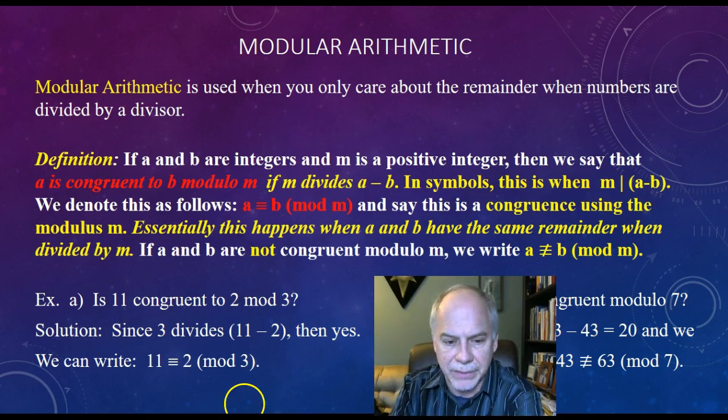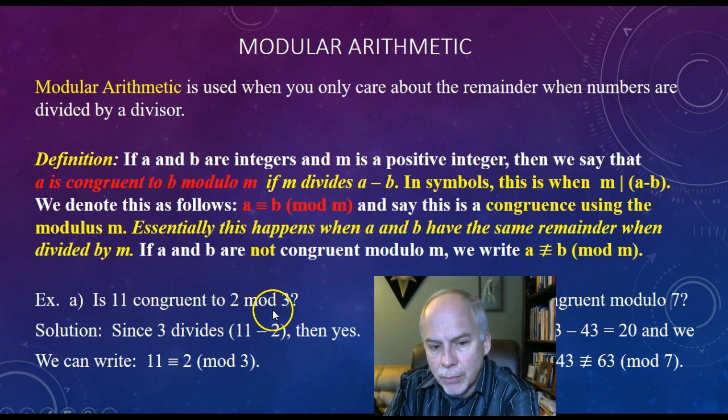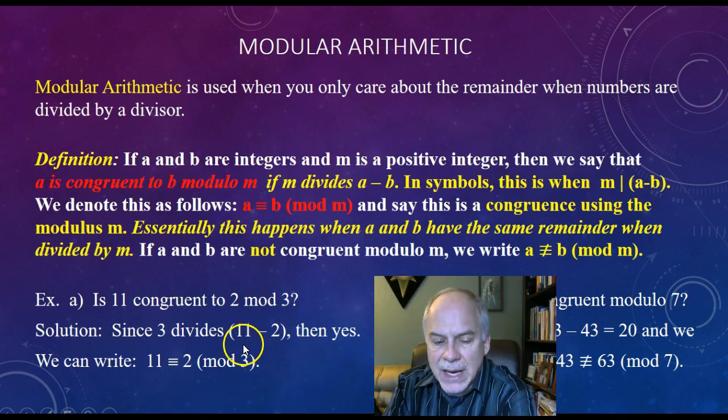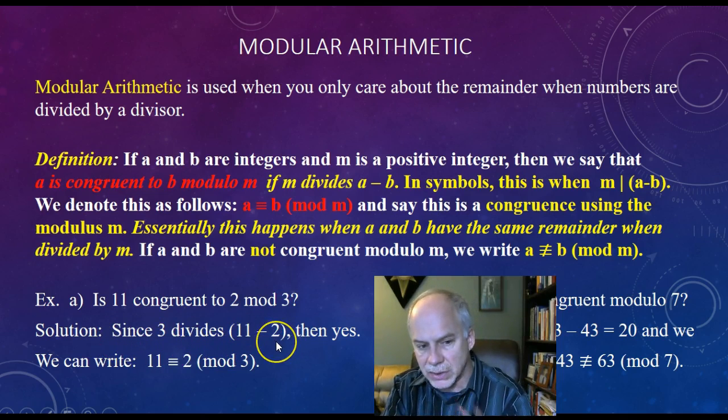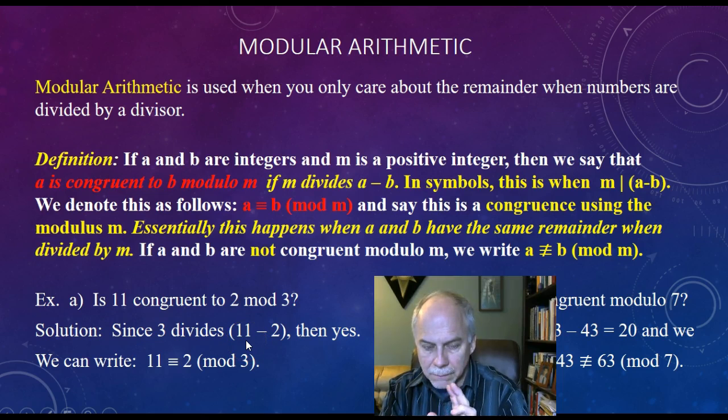All right, let's look at some other examples. Is 11 congruent to 2 modulo 3? Is 11 congruent to 2 mod 3? Well, since 3 divides the difference, 11 minus 2, then yes. Okay? Now, 11 minus 2 is 9, and 3 divides 9. So then 11 is congruent to 2 mod 3.